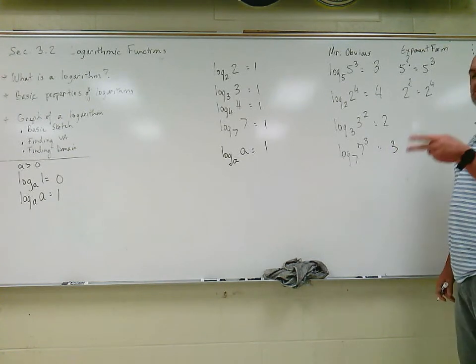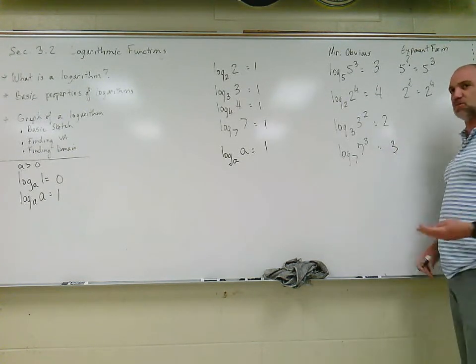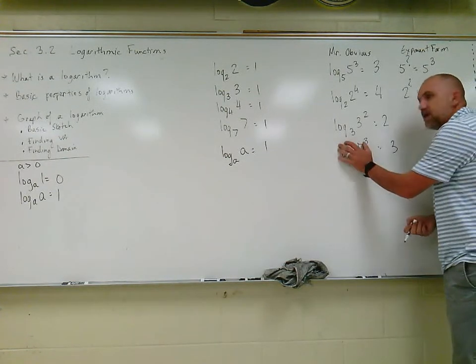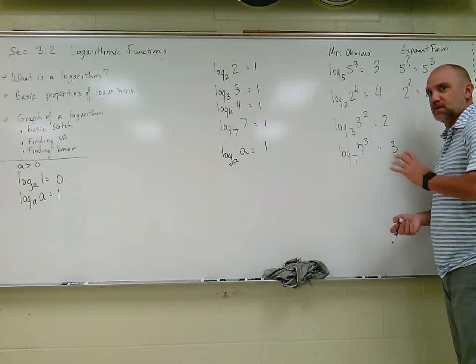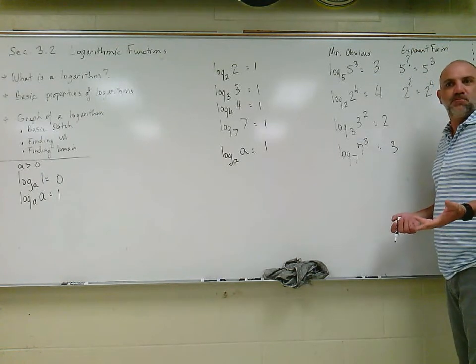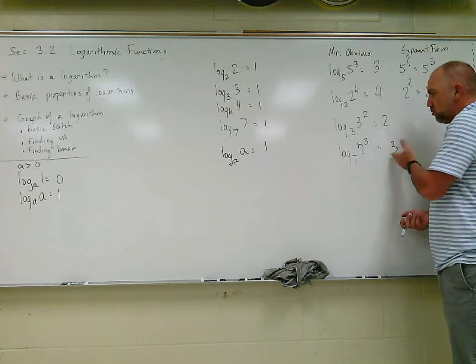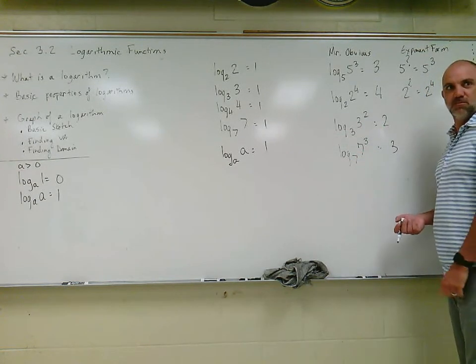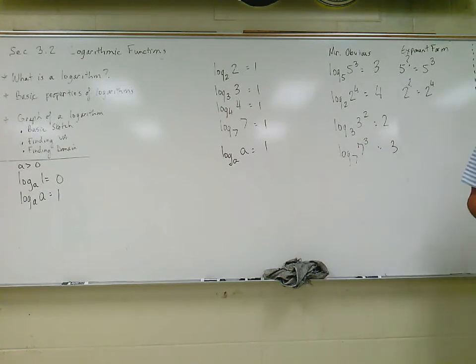So students want to say these cancel. No, that's not it. That's what it looks like, right? It looks like all that cancels and you get 3. No, it's not. I know you want that to happen, but it's just answering the question. 7 to what power is 7 to the 3? 3. It's just Mr. Obvious. So there's no canceling. That's just the answer.